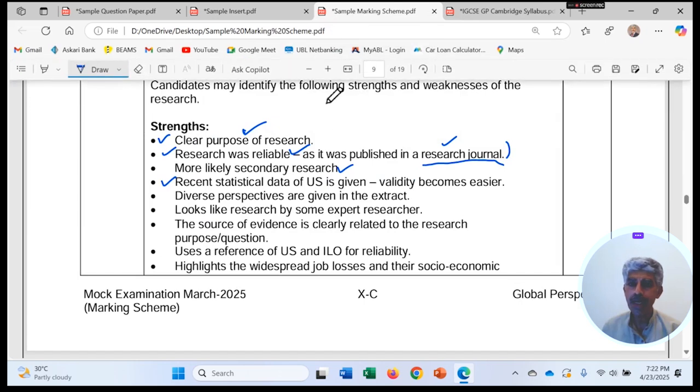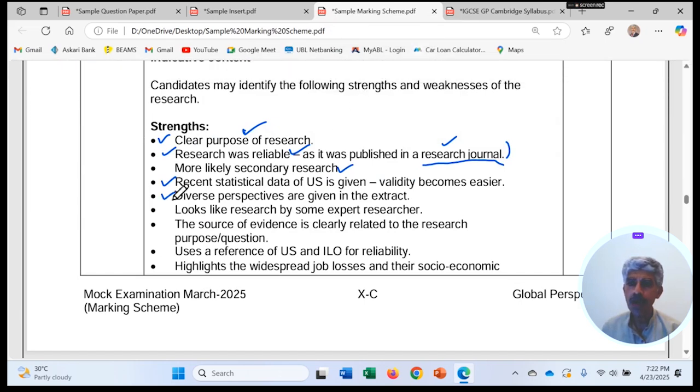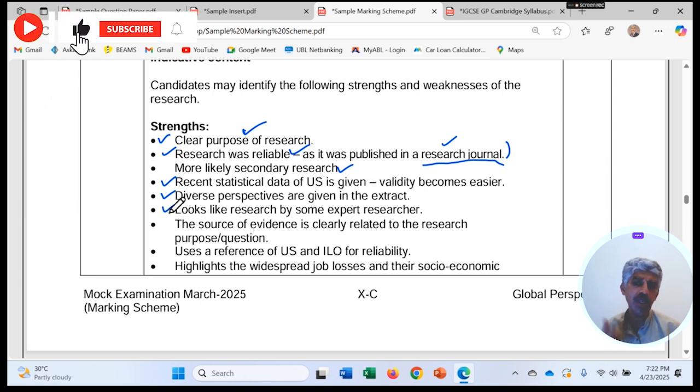So it means that it is really a very good one. Diverse perspectives are over there. Looks like research by some expert researcher. Yes, as I told you, the expert researcher's research is published in the research journals, but not of any ordinary people.